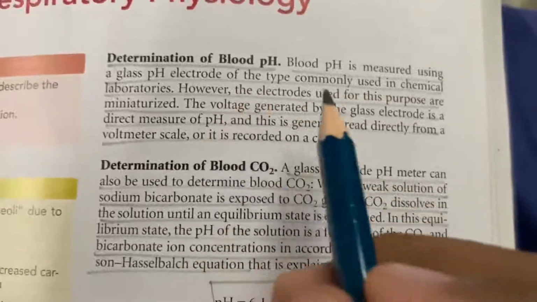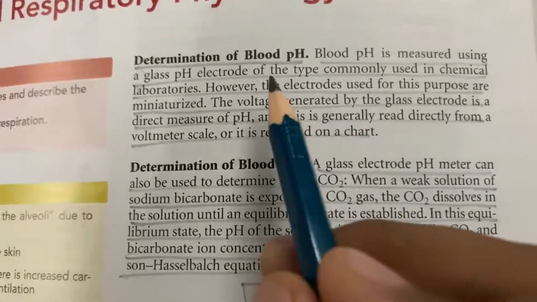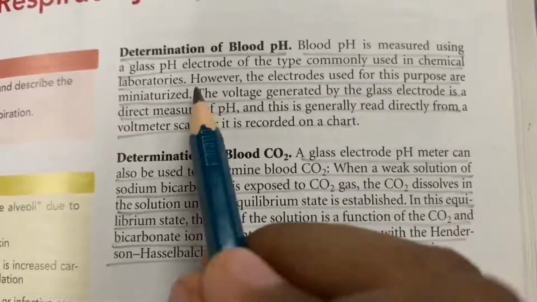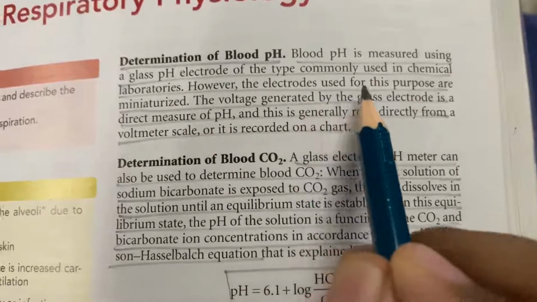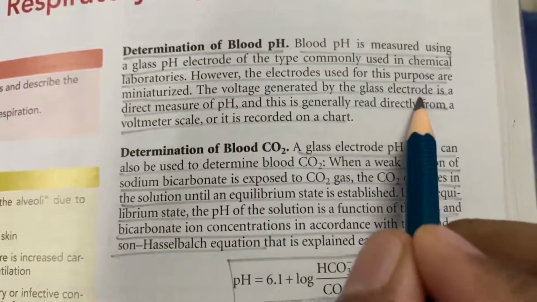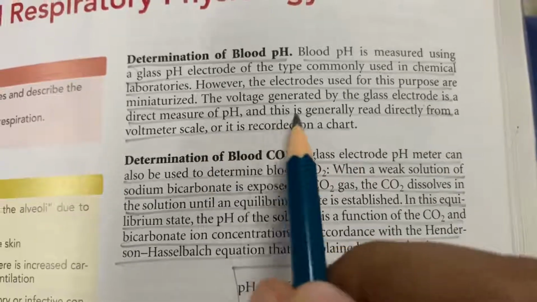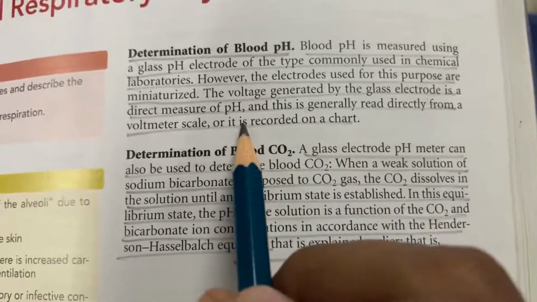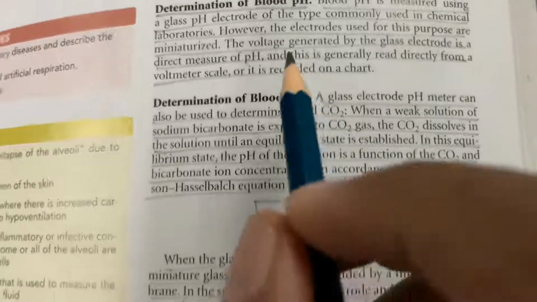Coming to the determination of blood pH, it is measured using a glass pH electrode of the type commonly used in chemical laboratories. However, the electrodes used for this purpose are miniaturized. The voltage generated by the glass electrode is a direct measure of pH, and this is generally read directly from a voltmeter scale or it is recorded on a chart.